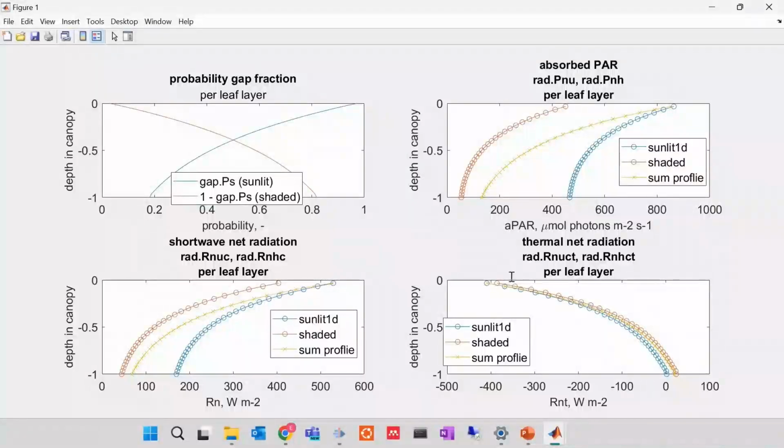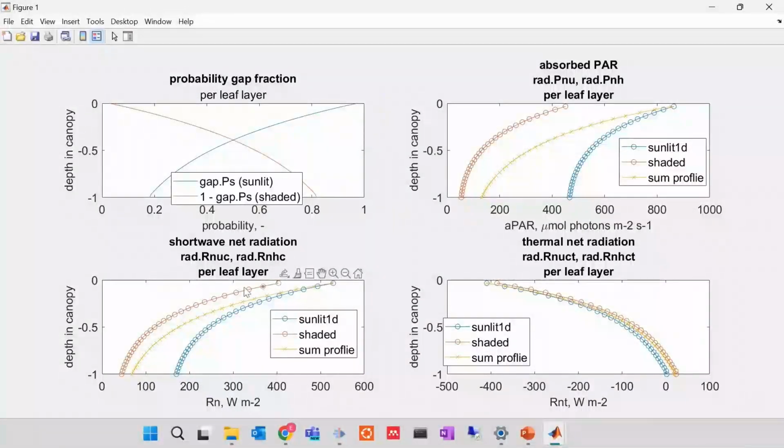And the fluxes that we're observing here is, for example, absolute par. They are in structure rad, and Pnu is for sunlit, the Pnh is for shaded. We take the second letter of the respective names. And in yellow is the profile that you would measure with the sensor if you put a par sensor. So on top of canopy, the A par is maximal, and closer to the bottom is minimal. And it's roughly the same for shaded leaves and for sunlit leaves.